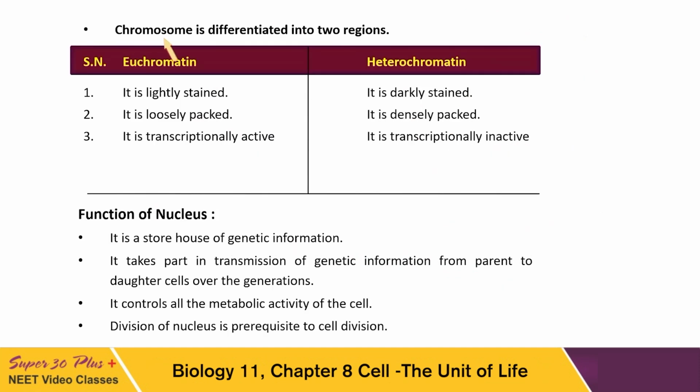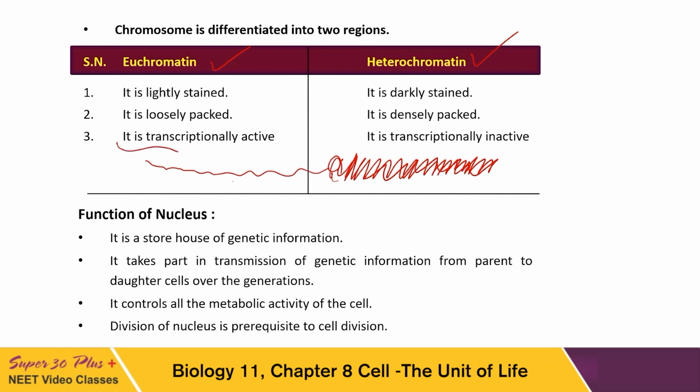Okay, come to the next now. This chromosome is differentiated into two regions, or we can say chromatin is differentiated into two regions: one is euchromatin, one is heterochromatin. What do we mean by that? This is heterochromatin. It is a darkly stained, densely packed area like this, while this is a lightly stained and loosely packed area. This is the part of the chromatin. When it is lightly stained and loose, it is called euchromatin. This is a very active one.